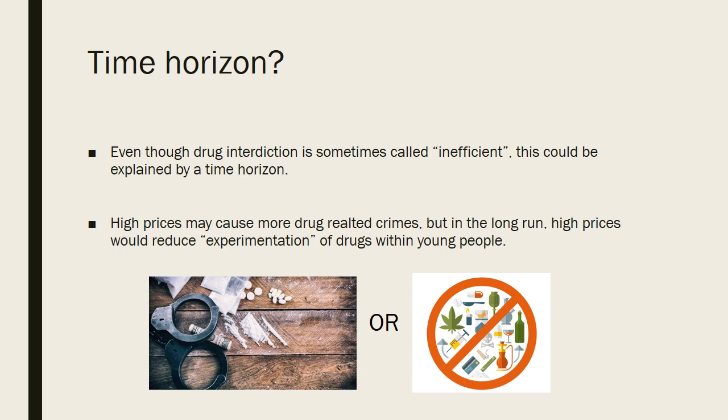So yeah, high prices may cause more drug-related crimes, but in the long run, high prices can reduce the experimentation or the drug use within young people. So even though this first option from the supply side is not exactly what we would expect in the short run because of the increase in drug-related crime, in the long term it would maybe actually help because since the prices would go up, young people wouldn't be affording or even be interested in buying drugs, and this would push demand even more down.